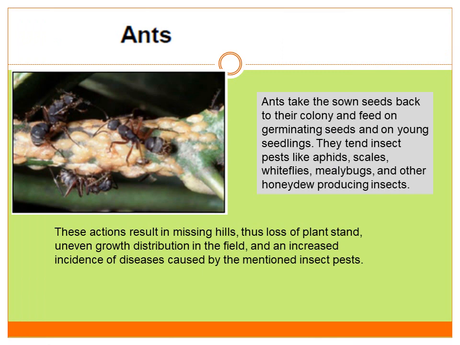So the first pest that we will discuss is ants. Ants take the sown seeds back to their colony and feed on germinating seeds and on young seedlings. They tend insect pests like aphids, scales, whiteflies, mealybugs, and other honeydew-producing insects. This action results in missing hills, thus loss of plant stand, uneven growth distribution in the field, and an increased incidence of diseases caused by the mentioned pests.